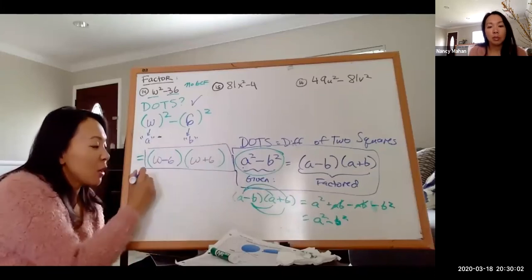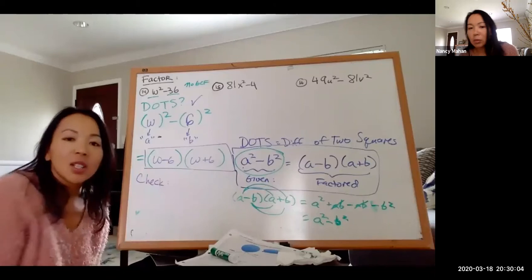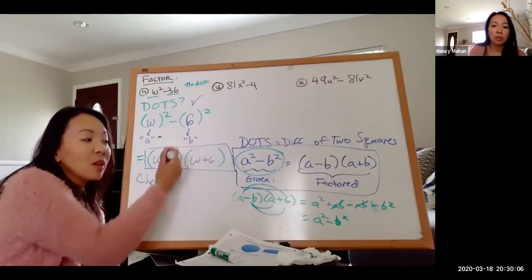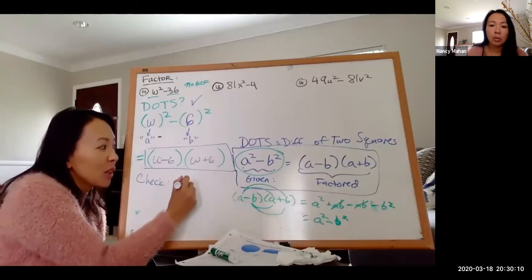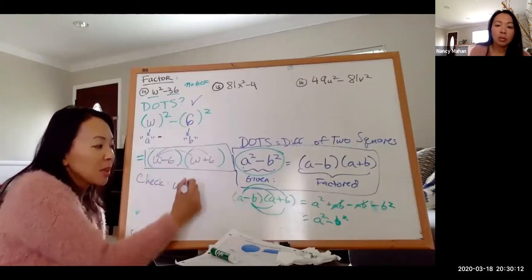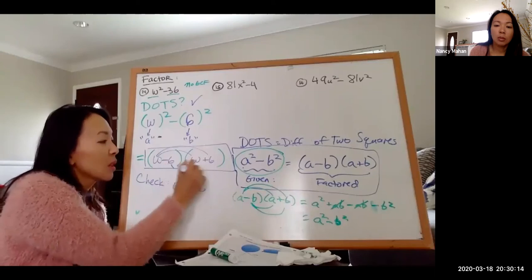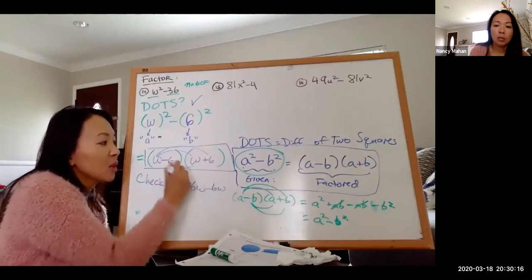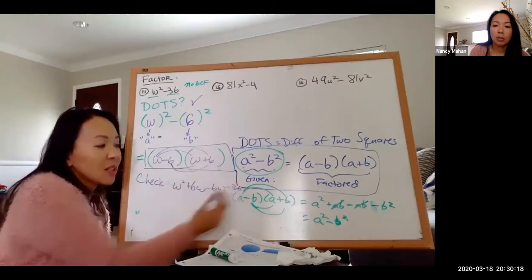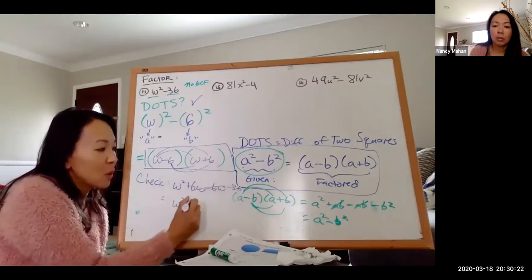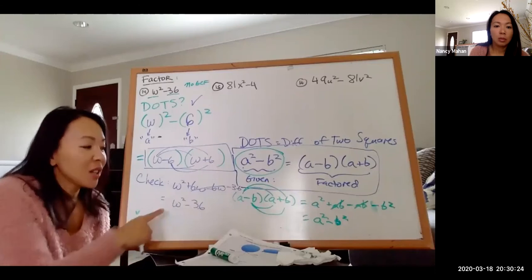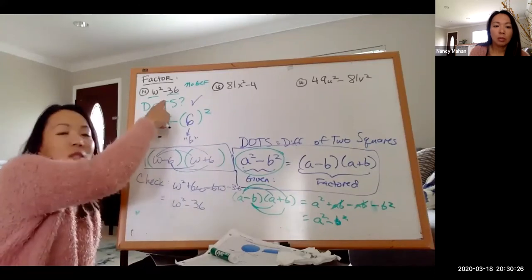And I always recommend checking your work. So if you FOIL this, just like we did here, you would get W squared plus 6W minus 6W minus 36. The two middle terms cancel out, and we end up getting W squared minus 36. And what do you know? That was what we first started off with.